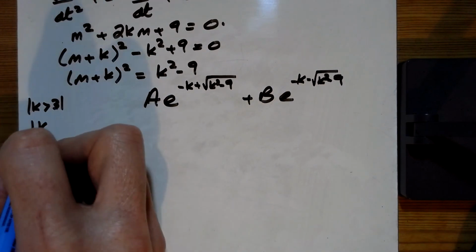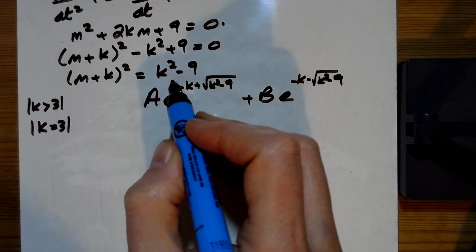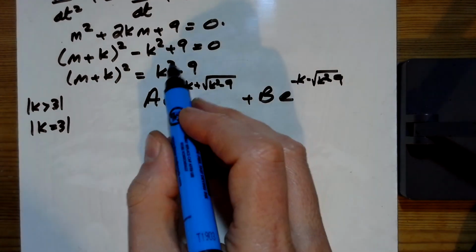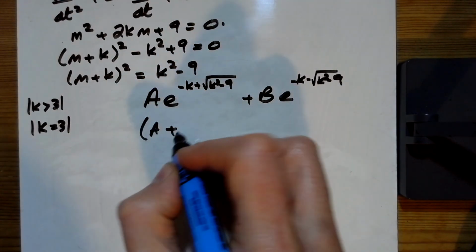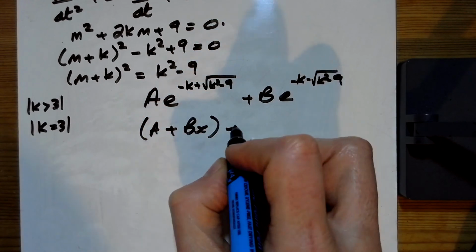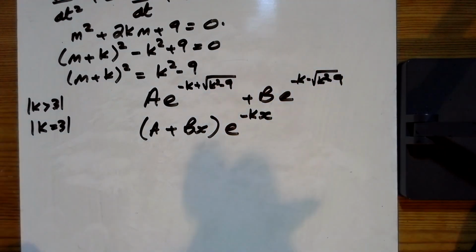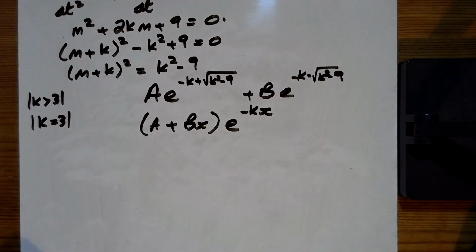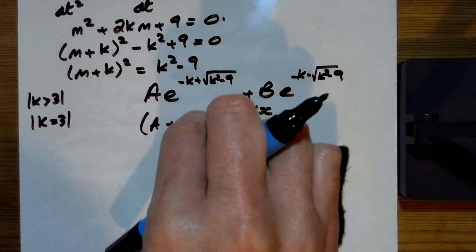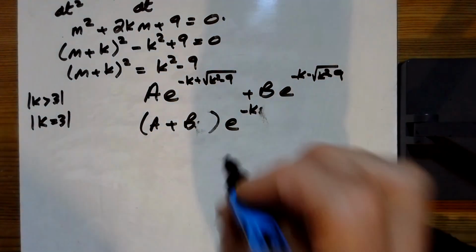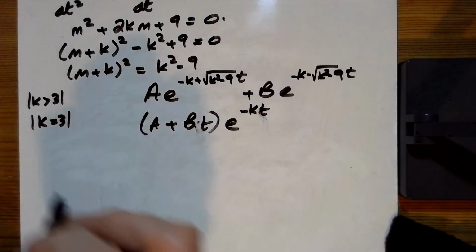So if k, can I go down to the bottom one? Can I do k equals 3 next? If k equals 3, then that'll equal 0, and you'll have repeated roots. And so the repeated root will be (a plus bx) e to the, and that'll just be minus kx, won't it? That'll just be that one there. It's not x, is it? It's t. And you know what I forgot to do? I forgot to put a t in those ones there as well, didn't I?